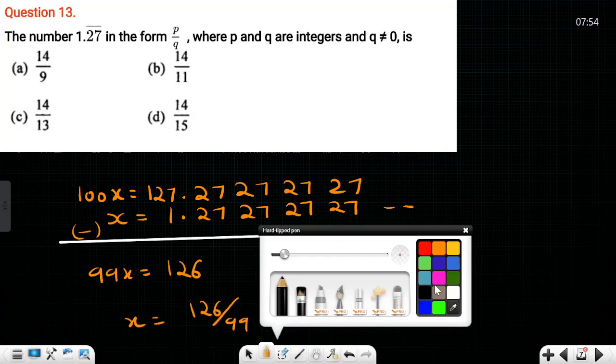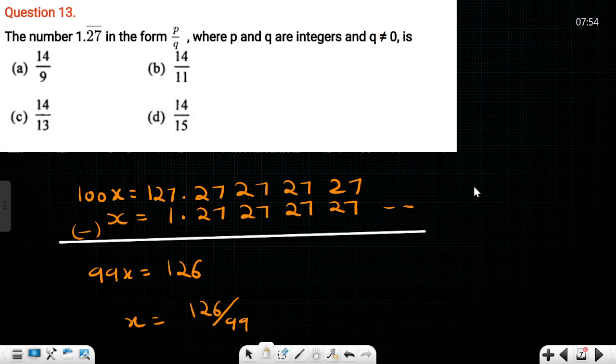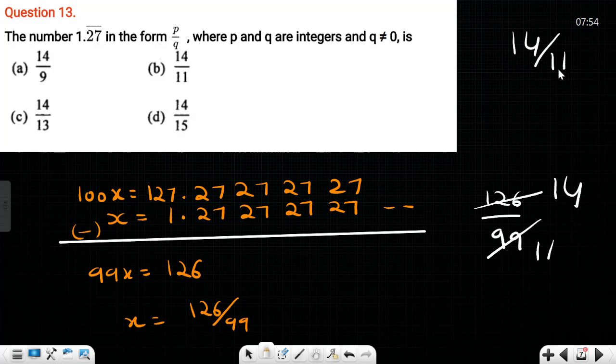Right? So 126 by 99, what we have to do? Might be the 9 table it goes. See carefully. 9 11s, 9 14s. Therefore the answer is going to be 14 by 11. Option B. Is that clear, Akshita? So 1.27 bar can be written as 14 by 11.